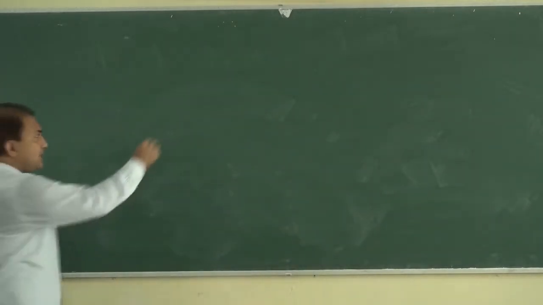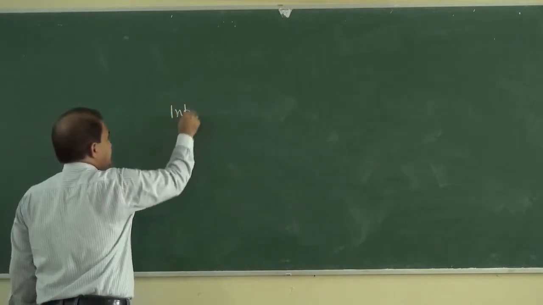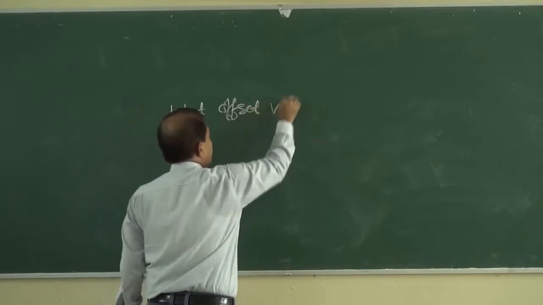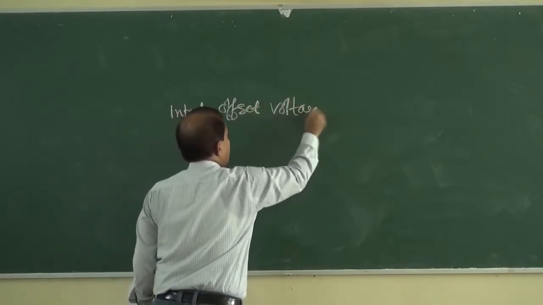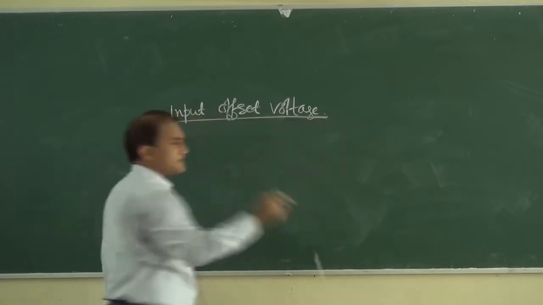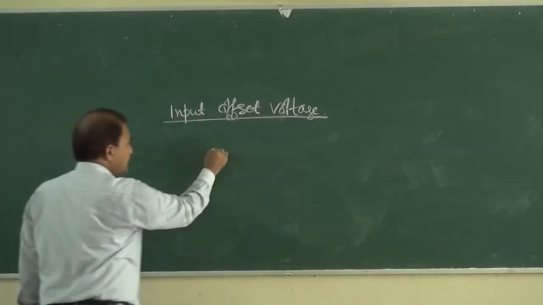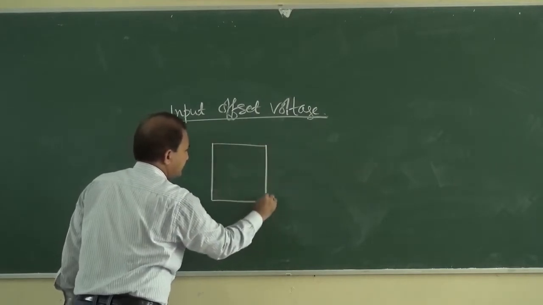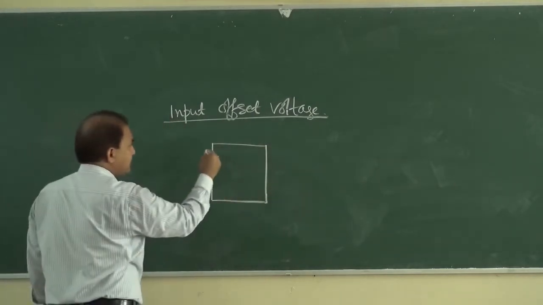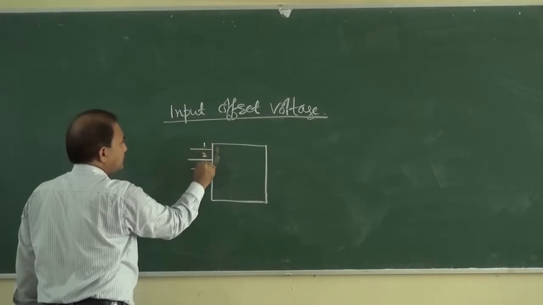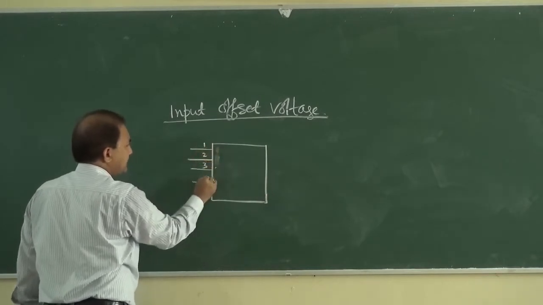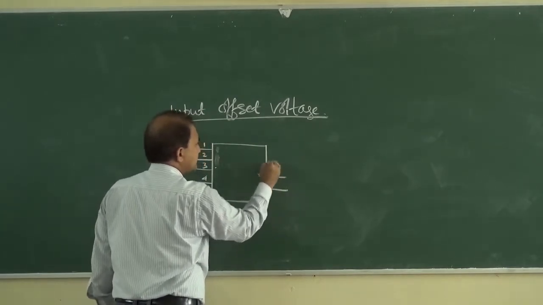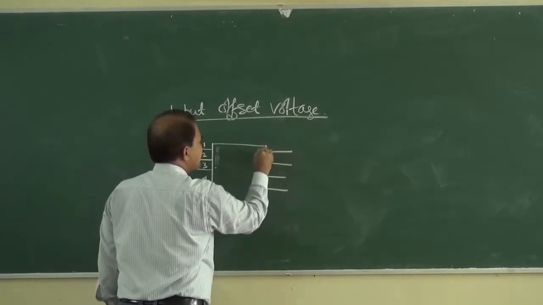Then we will study about input offset voltage. What is input offset voltage? Okay, so for this we will draw the pin diagram of IC 741, pin number 1, 2, 3 and this is pin number 4. Similarly, this is pin number 5, 6, 7 and this is 8.